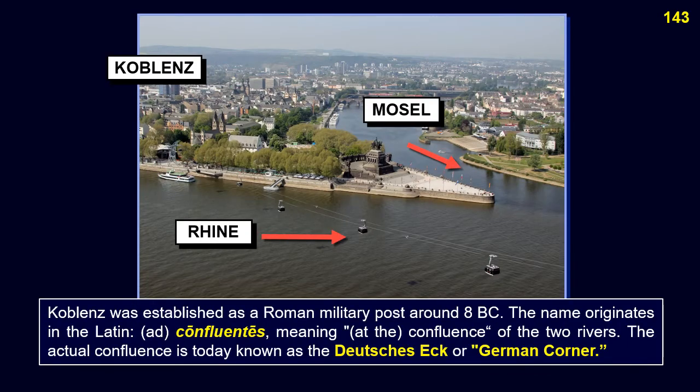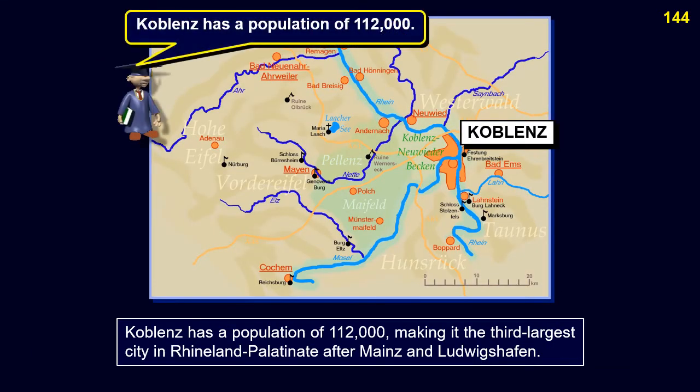Koblenz was established as a Roman military post around 8 BC. The name originates in the Latin, ad confluentes, meaning, at the confluence of the two rivers. The actual confluence is today known as the Deutsches Eck or German Corner. Koblenz has a population of 112,000, making it the third largest city in the Rhineland-Palatinate region after Mainz and Ludwigshafen.